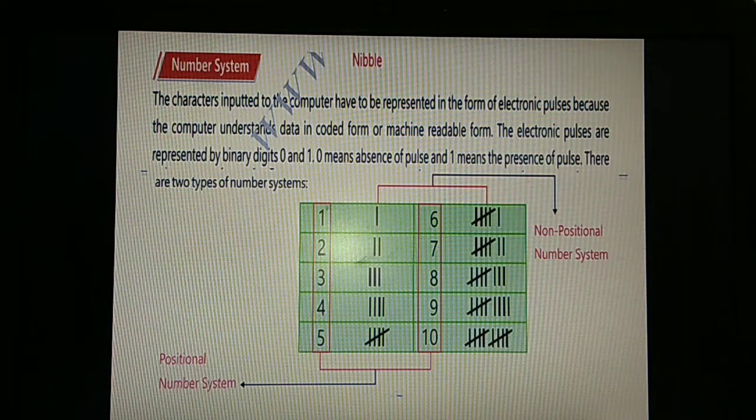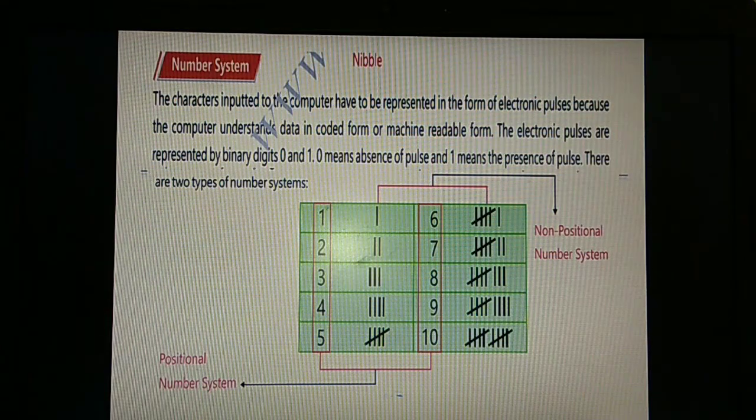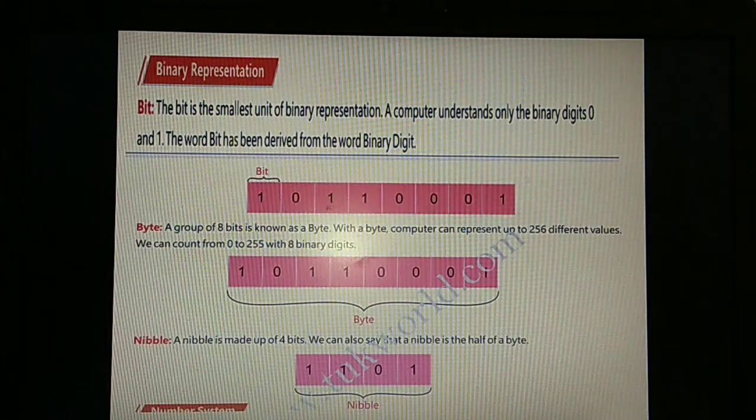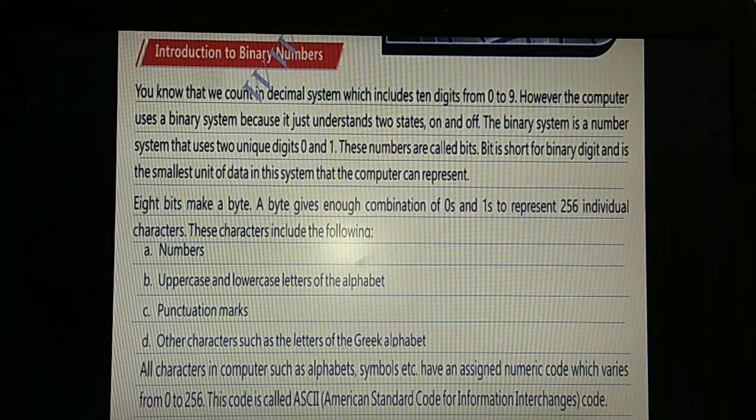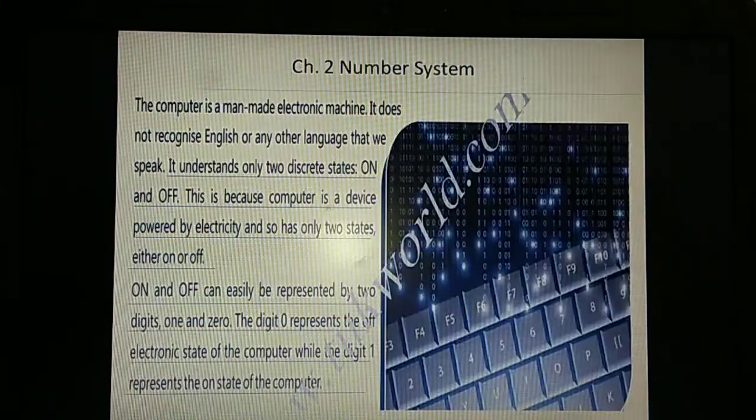Hello students, I'll continue with my chapter number 2, that is number system. I'll start with the topic called number system. In the previous video I explained binary representation, the introduction of binary numbers, as well as how a computer can understand the information you have given to it.